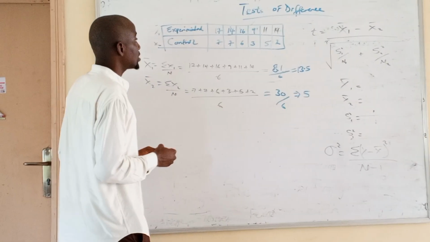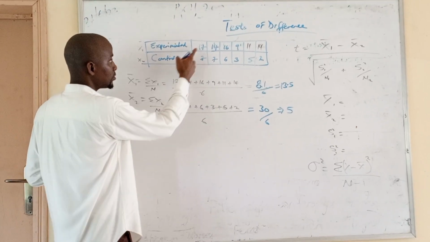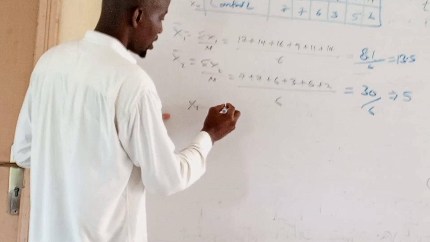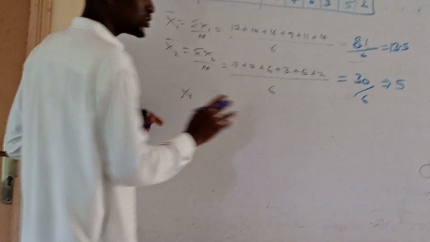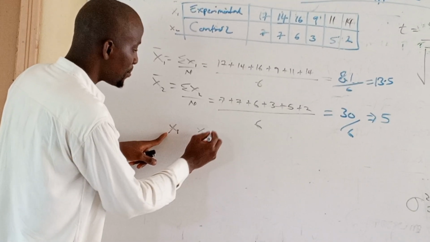So that implies that with our mean for 1 is 13.5. So for this one now, we have x1 and x2. But let us do it one after the other. x1, we have x1 minus mean.